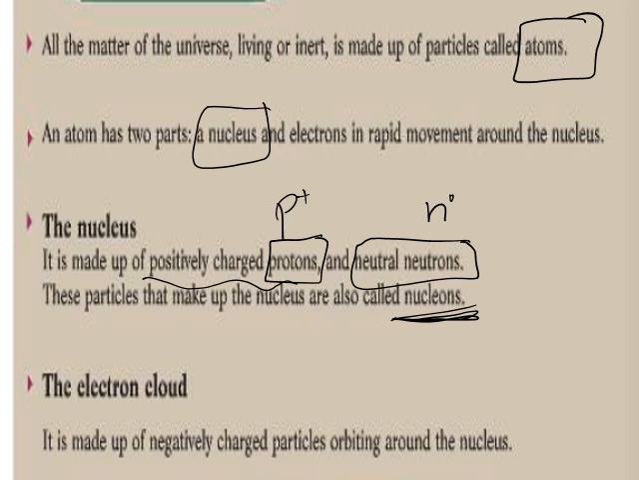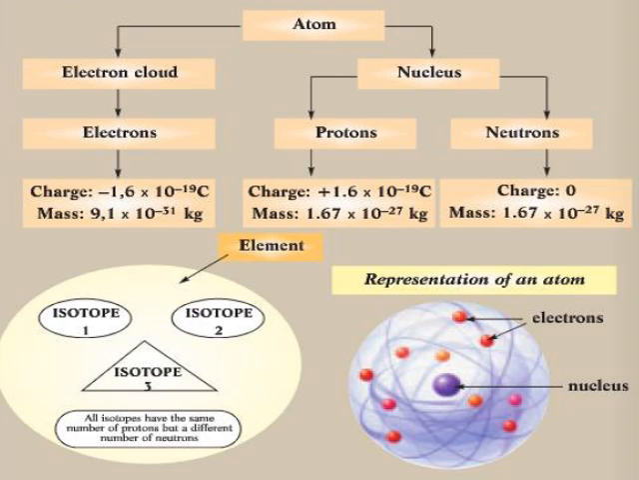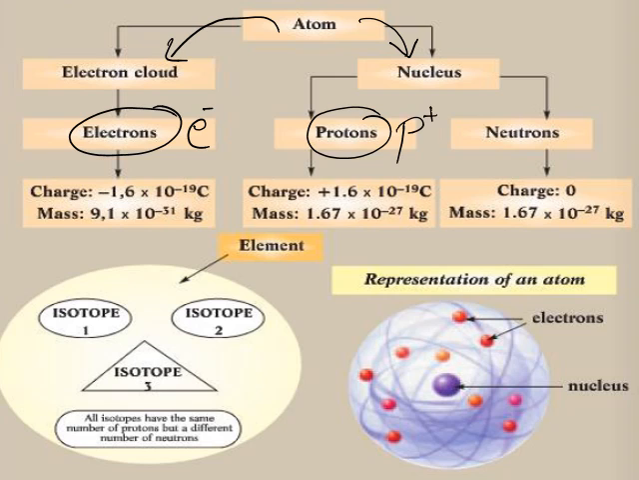The electron cloud is made up of negatively charged particles orbiting around the nucleus. So an atom is composed of an electron cloud and a nucleus, as seen here in this diagram. The electron cloud is composed of electrons, symbol e minus. Protons have the symbol P plus, and neutrons N or 0.